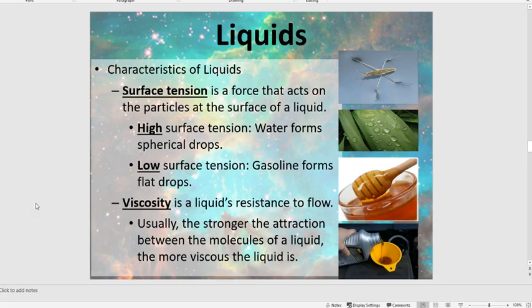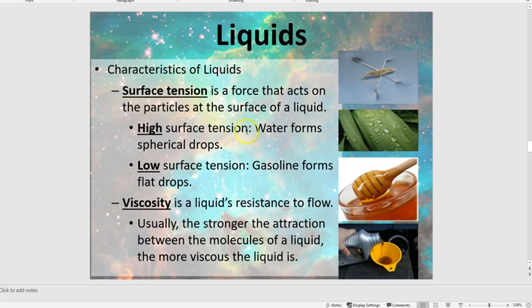Some more characteristics of liquids. Liquids have what we call surface tension. Surface tension is a force that acts on the particles at the surface of a liquid. If you look at the top picture, a lot of insects, because of their light mass and the way their legs are shaped, there's enough surface tension where those bugs can actually walk on water.